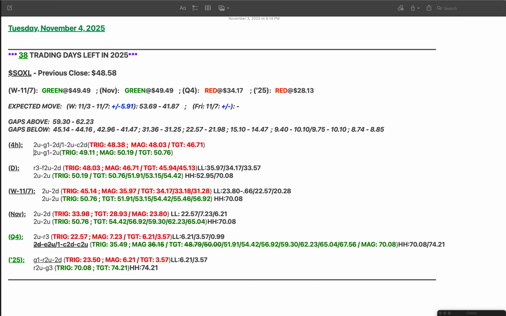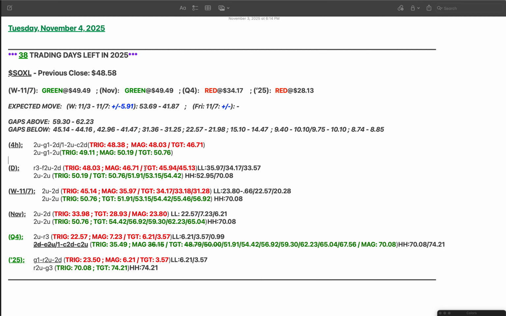To the upside, we would have a 2-1-2 up reversal triggering at 49.11 with the magnitude of 50.19, and we went ahead and put an extended target of 50.76 out there as well. If we get past those numbers, we want to look at the triggers and targets we have set up from the day chart perspective. Again, to the downside, triggering at 48.03 and terminating with the magnitude of 46.71. Just mirrors the 1-2 up combo 2 down that would trigger on the 4-hour. So again, another reason why 46.71 is looking like a real good bounce point if we do get some downward action.